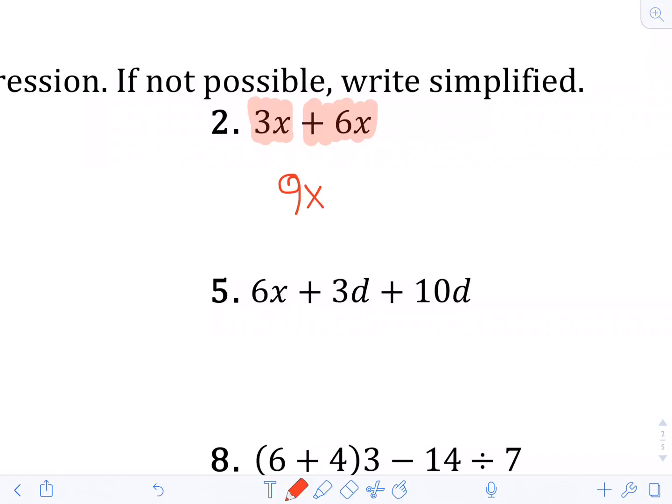And again, when you think of a variable, you can plug in whatever you want. So I have 3 computers plus 6 computers. How many computers do we have total? 9 computers.